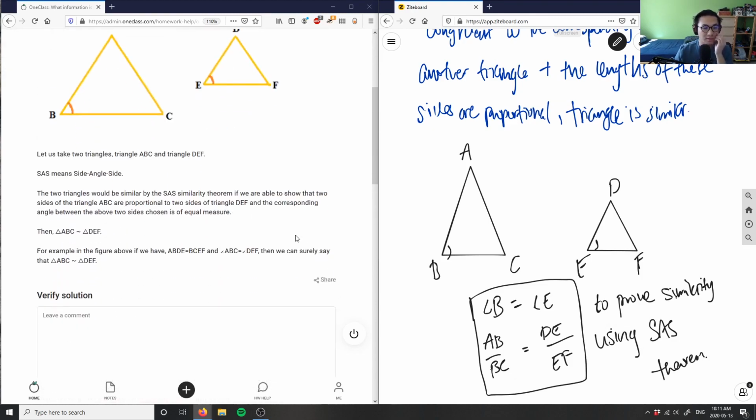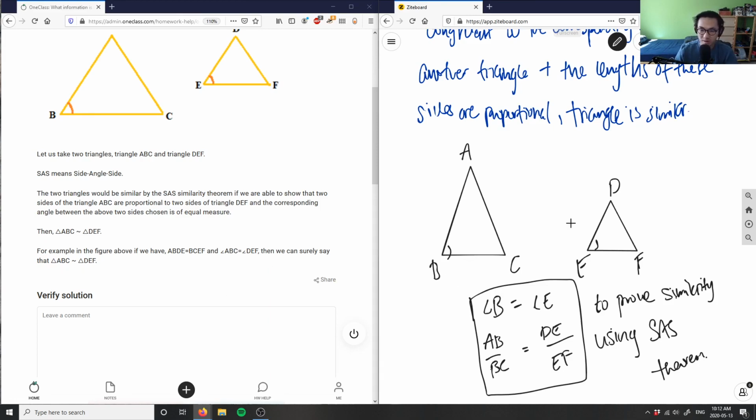So let's look at the answer here. It says side angle side, which is good. Two triangles would be similar if they're able to show that two sides of the triangle ABC are proportional to two sides of the triangle DEF. So then ABC would be similar to DEF, right? So AB over DE equals BC over EF here. And this is what I have as well, right? Then we could surely say that the triangle ABC is similar to DEF.